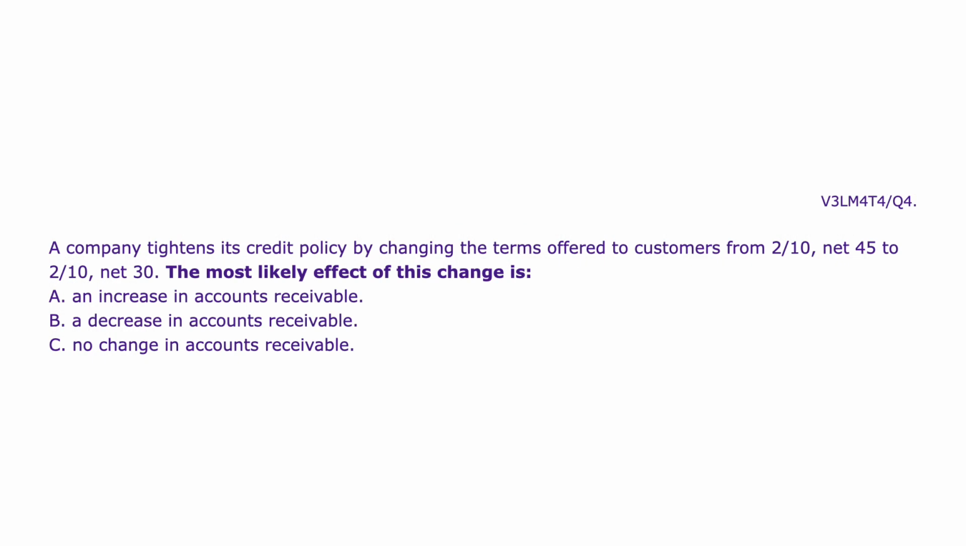A company tightens its credit policy by changing the terms offered to customers from 2/10 net 45 to 2/10 net 30. The most likely effect of this change is: A. An increase in accounts receivable, B. A decrease in accounts receivable, C. No change in accounts receivable.